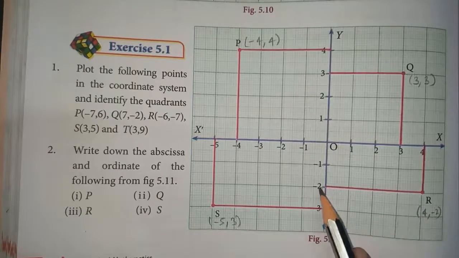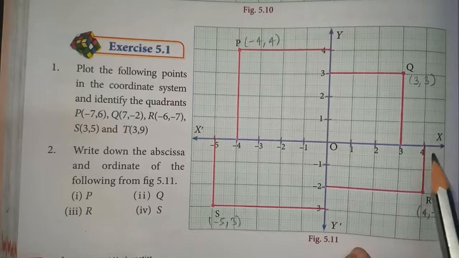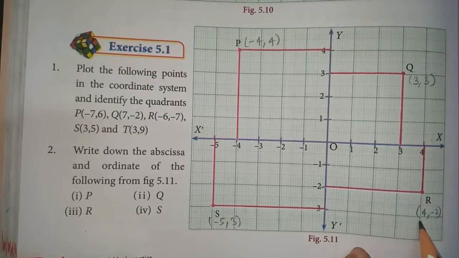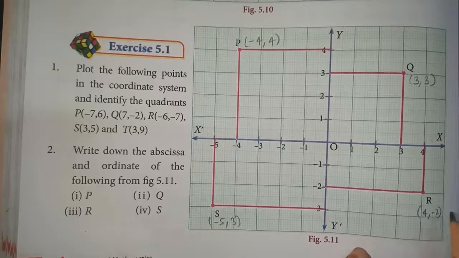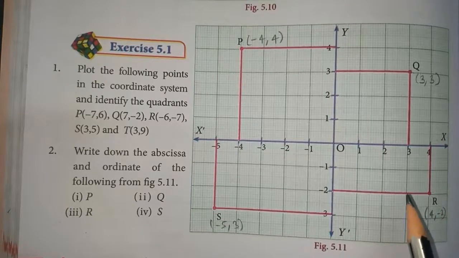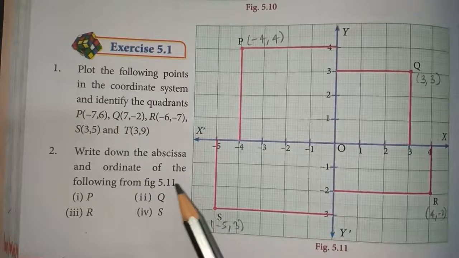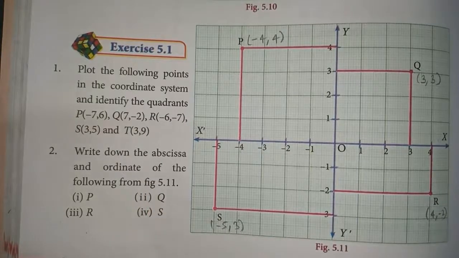We don't write minus 2 comma 4, because you have to write the x coordinate first. Afterwards you have to write the y coordinate. So 4 comma minus 2. Then you have to know about what is abscissa and what is ordinate.